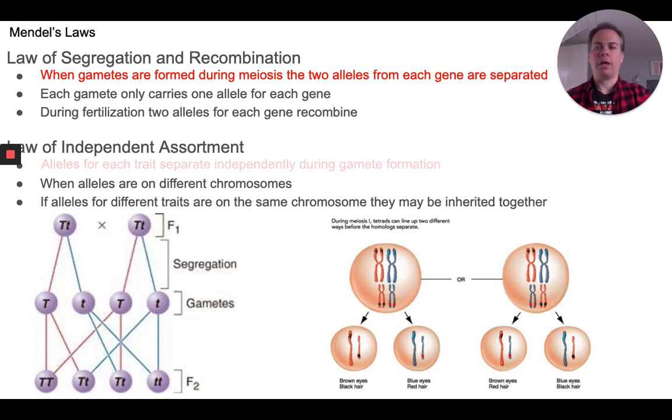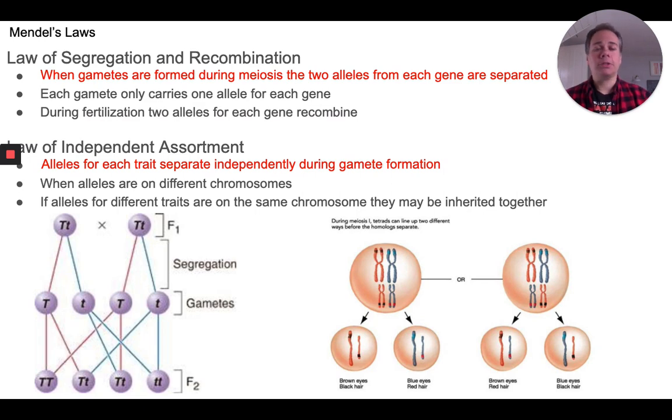And then the third law is Mendel's law of independent assortment. What this law says is that the alleles for different traits separate independently from each other. So what Mendel found was that the gene for tallness and the gene for seed color and the gene for flower color all were separate from each other. They weren't inherited together. They were independent.